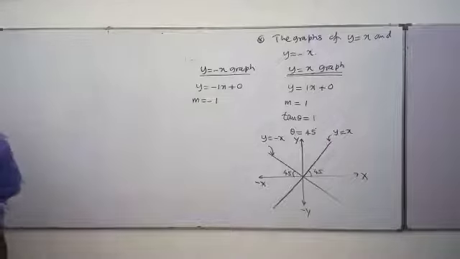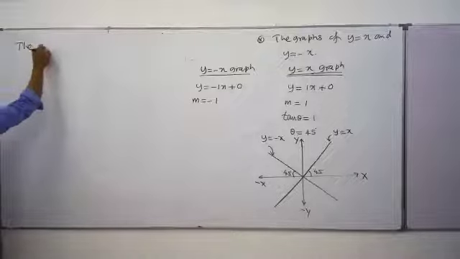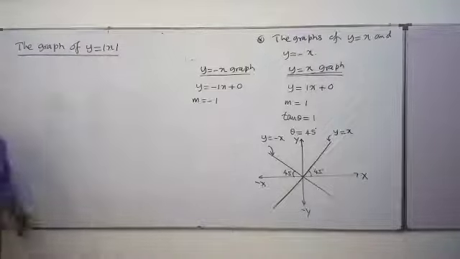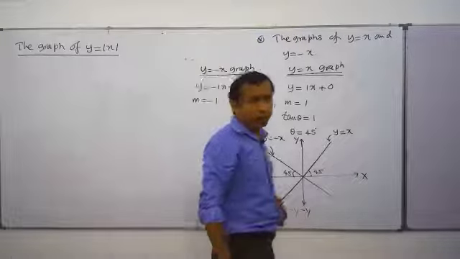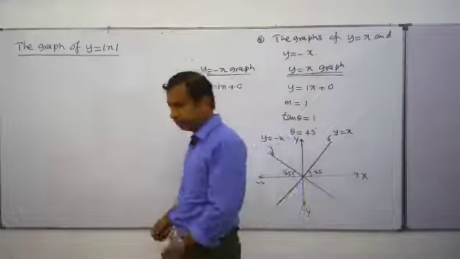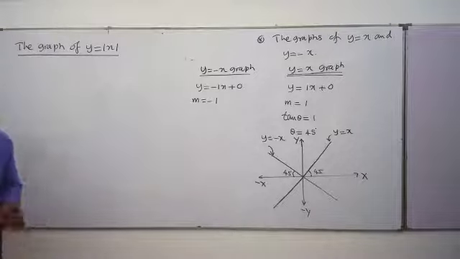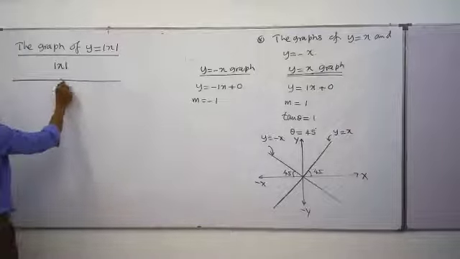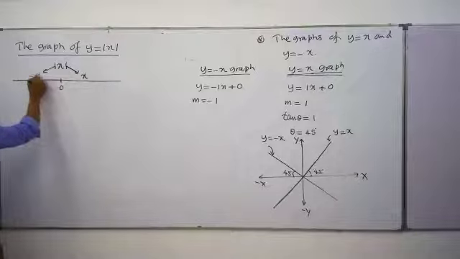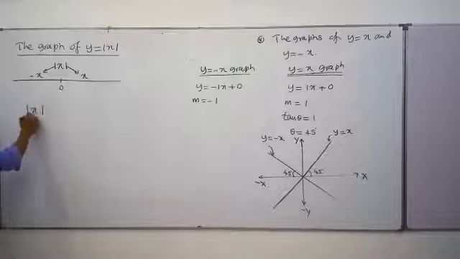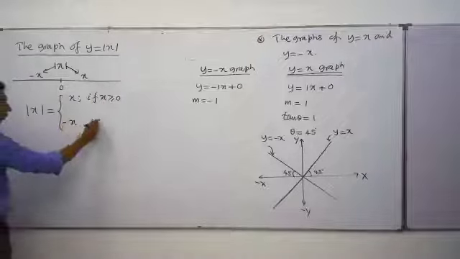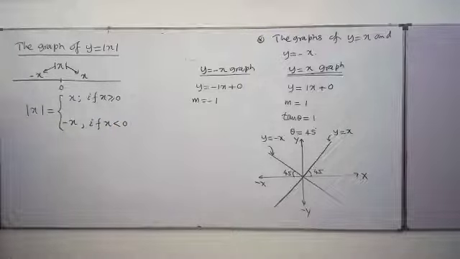Now write down the graph of y equals mod x. Define mod x. Mod x changes at 0. On the right, it is x. On the left, it is minus x. When I define that, mod x is equal to what? The same x if x is greater than or equal to 0, minus x if x is less than 0.